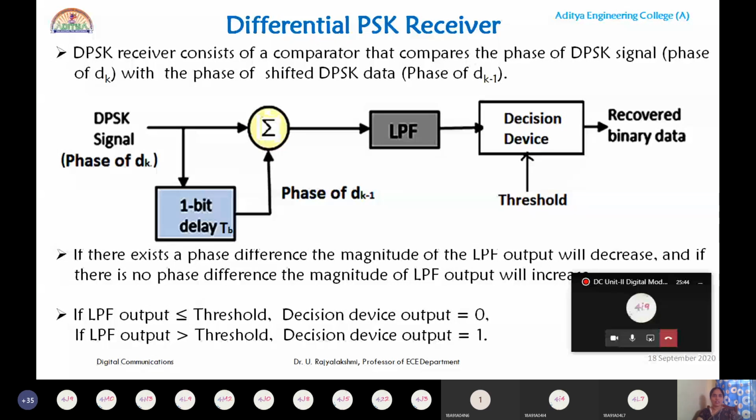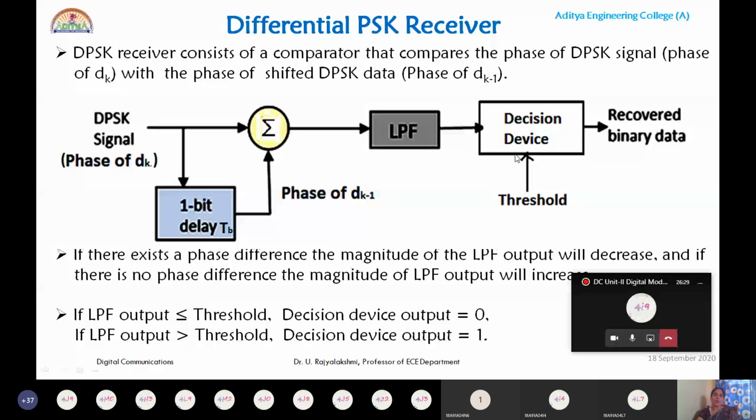So meanwhile, we can complete the DPSK section. We already discussed the principle of DPSK. What is the principle of the DPSK transmitter? It consists of a differential encoder followed by a multiplier. But in the receiver section, we don't have any carrier component, because I already told you that this is a non-coherent version. Once it is non-coherent, we don't have any carrier at the receiver section. So the DPSK receiver consists of a comparator, low pass filter and decision device.